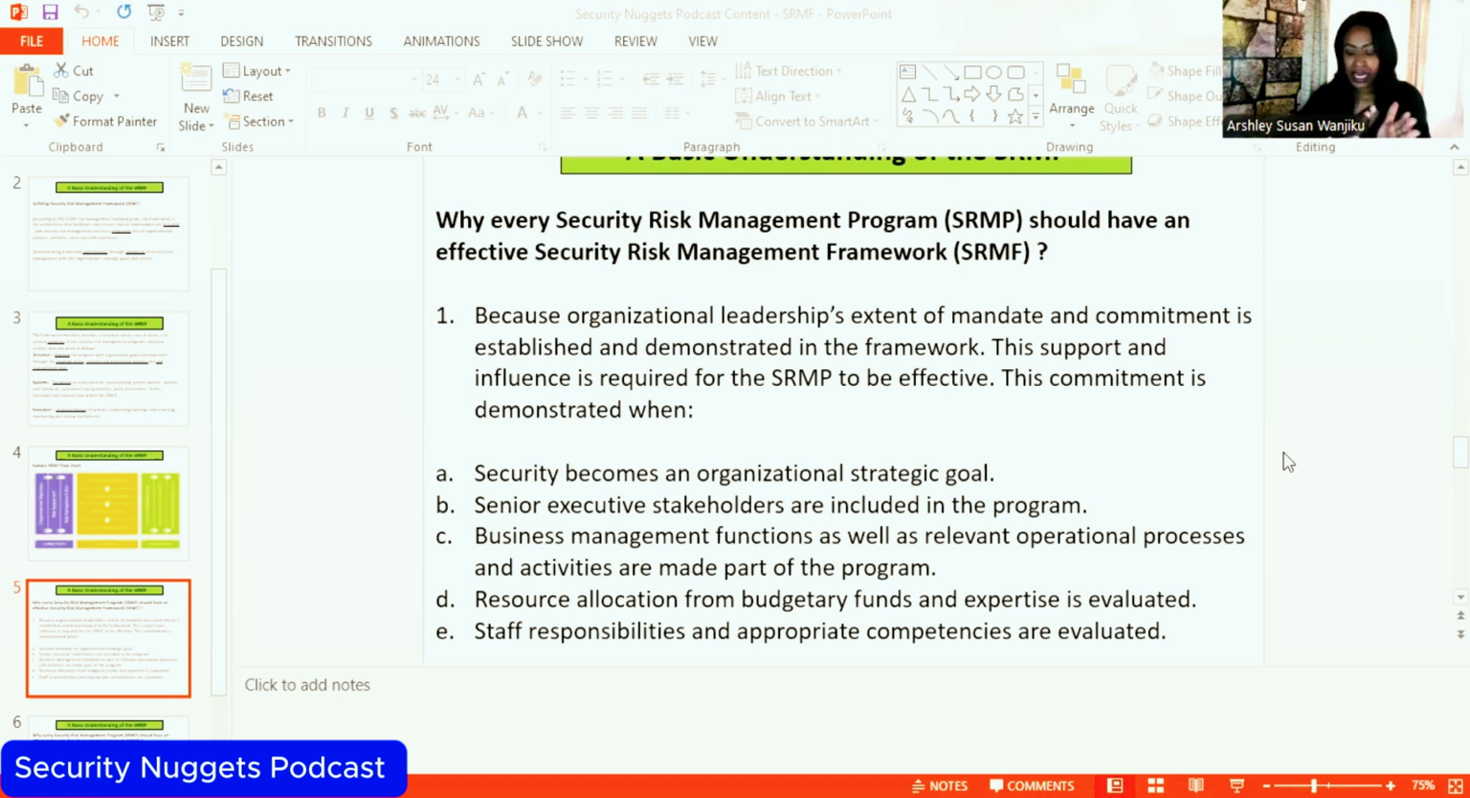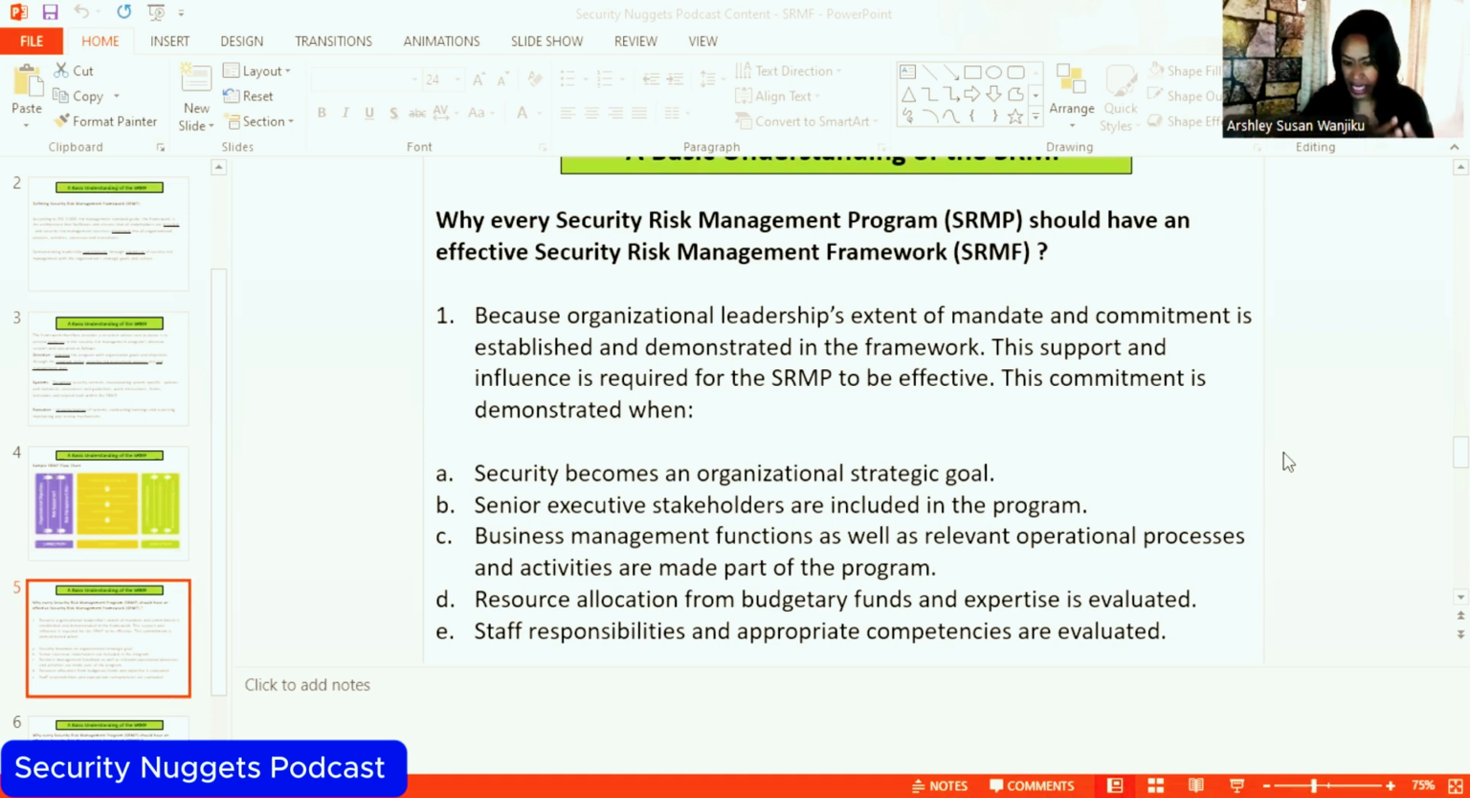Again, if there is expertise that is required, it will be considered and factored in. If the program requires security expertise to be outsourced, you're going to get support. If it requires training internal employees, to enhance their skills, competencies and capabilities, it will be evaluated and it will be supported. Okay, and that is the beauty of it because you have that leadership support.